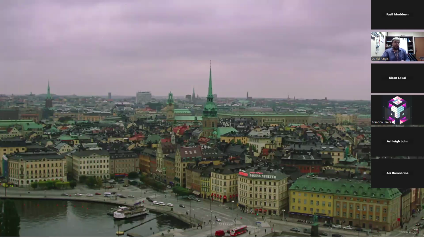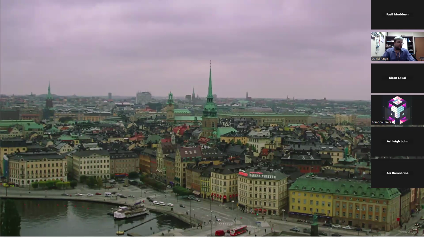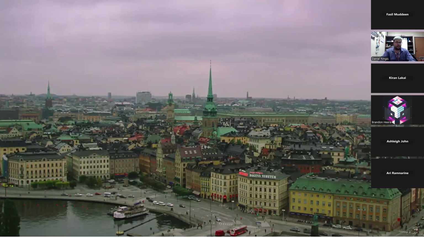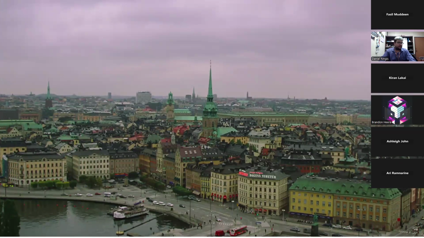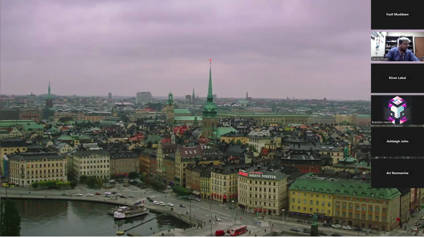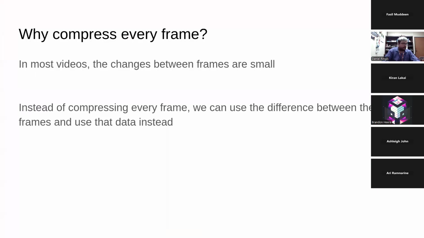So, we're going to play this game again. I have one frame, the next frame, two frames here. Are we seeing much of a difference between these two? Yes or no? Slight? Okay. So I'm going to help us out and put my laser pointer on the steeple here. It's a tiny, tiny change.